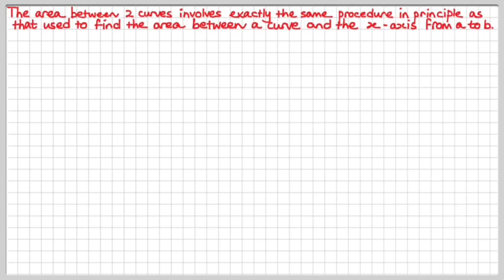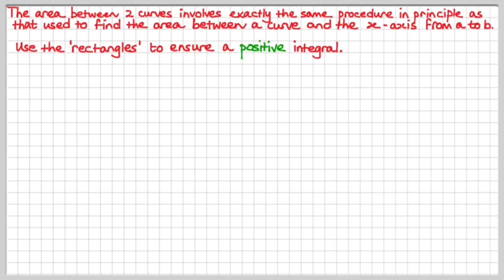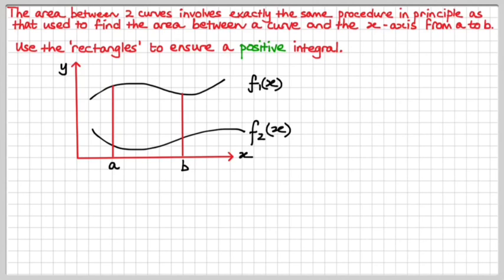Ladies and gentlemen, the area between two curves involves exactly the same procedure in principle as that used to find the area between a curve and the x-axis, from say x is a to x is b. We use rectangles to ensure that we always get a positive integral, and I'll show you a little diagram to illustrate what I mean. Here we've got one function f1 of x and another function f2 of x, and we are required to find the area between those two curves from x is a to x is b.